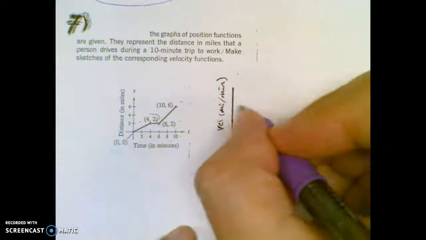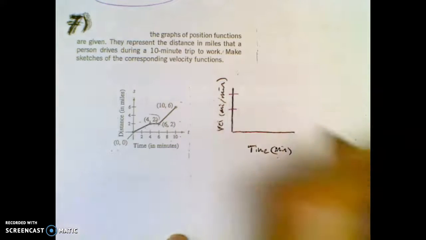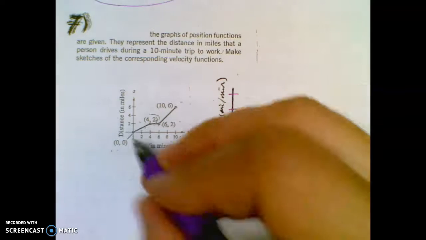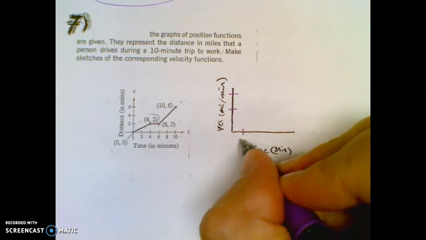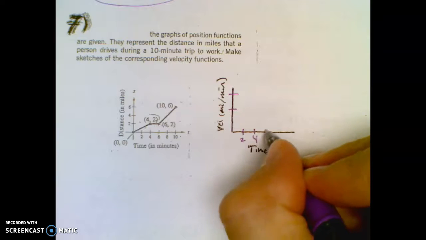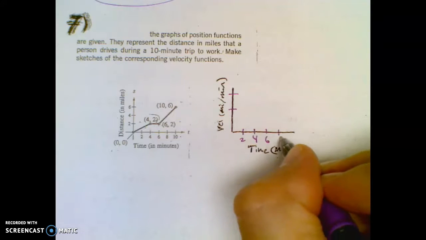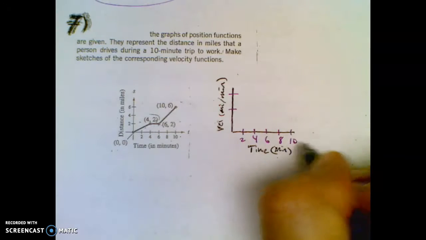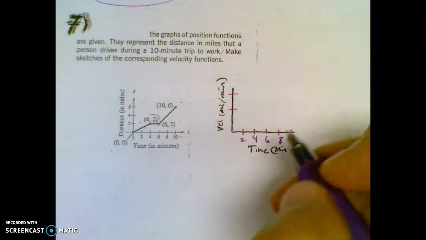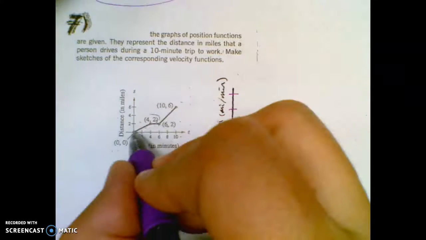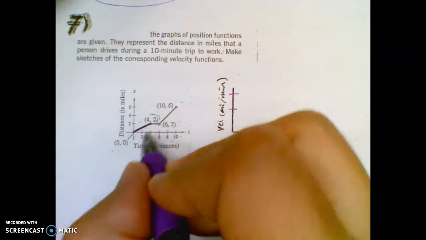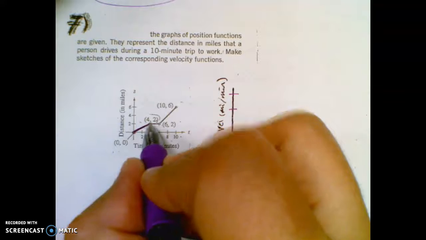And it's kind of weird, but I want to make the time match. I'm going to have 2, 4, 6, 8, 10. I can actually get a really accurate graph here because if I look from here to here, it kind of behaves the same way the whole time. From 0 minutes to 4 minutes.